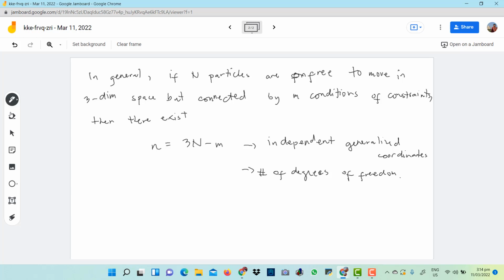I think kabalo na dali, no? If I have two particles, I have originally 6 degrees of freedom minus equations of constraint. Pila ka ba constraint ang naa sa imong system, then that will be your final degrees of freedom or final independent generalized coordinates. So, the equation is very simple. It's just equal to 3n minus m.